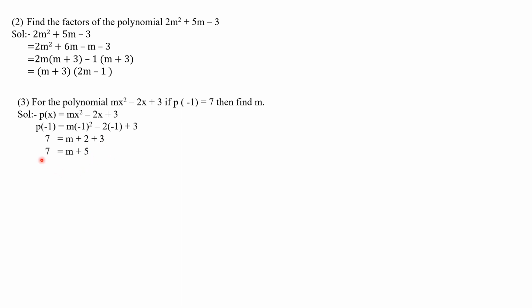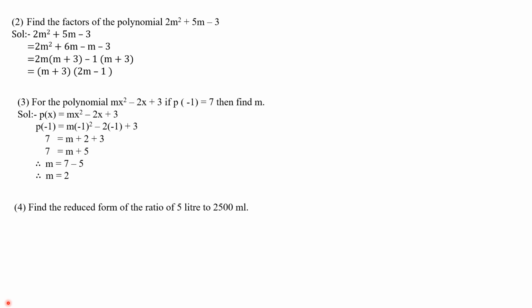Now I'll bring the 5 to the other side. So it will become 7 minus 5. So m equal to 7 minus 5. So the value of m equal to 2. Now moving to the next sum, fourth one.